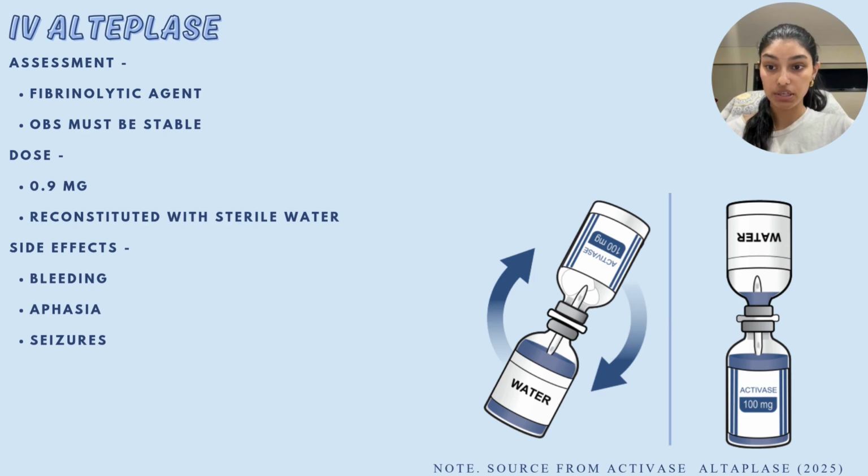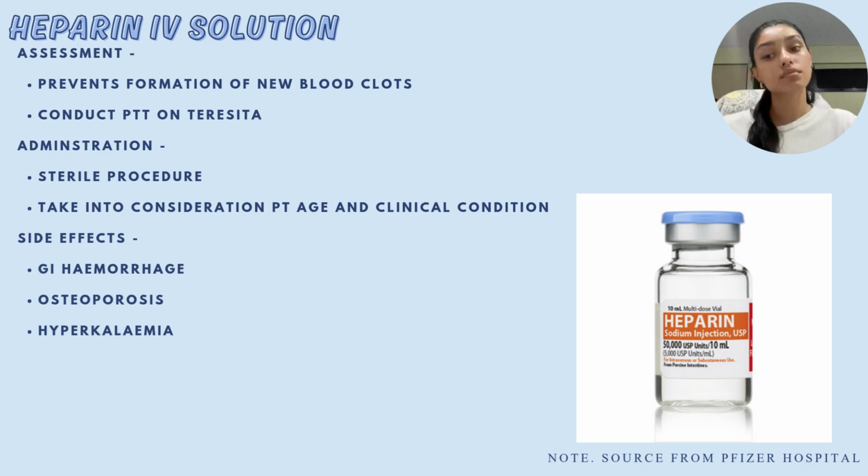As we know, Teresita is also on heparin sodium, a medicine which has a moderate drug interaction with alteplase. This is something to note as you must be aware of when to administer the drug. This will be further discussed after I go through adverse effects. The adverse reactions, to mention a few, include bleeding, aphasia, seizures. While some of these reactions are uncommonly reported, it's important to monitor Teresita at all times.